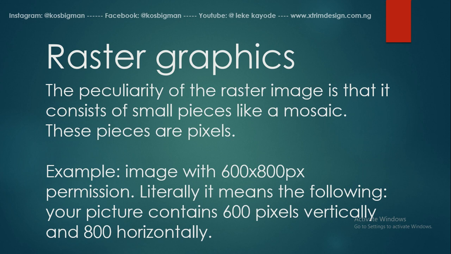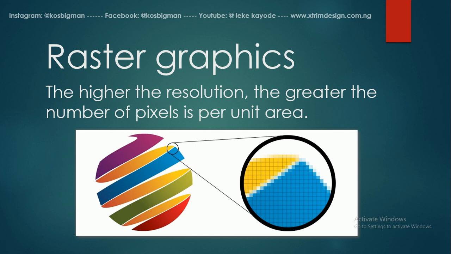Just like when we taught length and breadth of a rectangle, the width usually comes first, then the length usually comes second. So even this needs to be corrected. It's supposed to be 800 by 600, because when you're talking of dimensions, your width comes first, then your length comes last. So raster images, the higher the resolution, the greater the number of pixels per unit area.